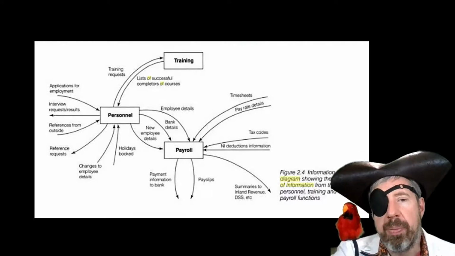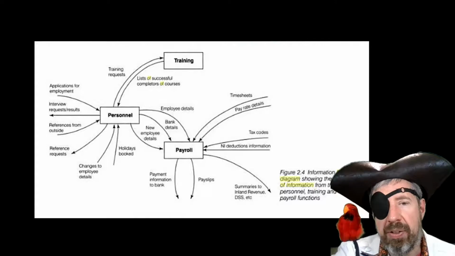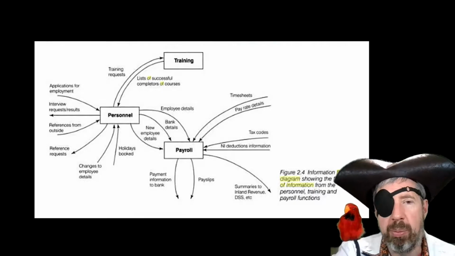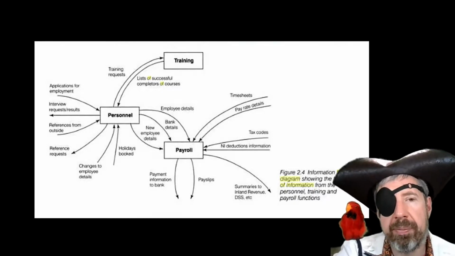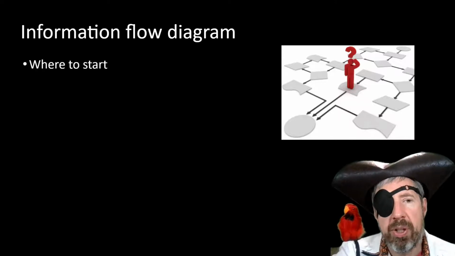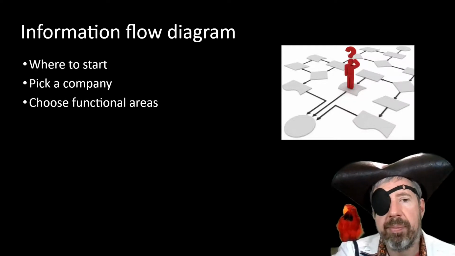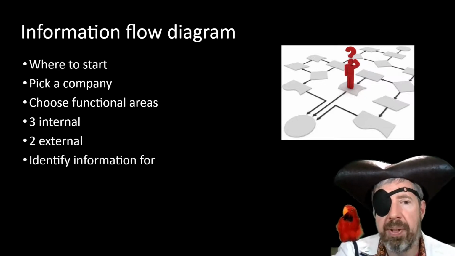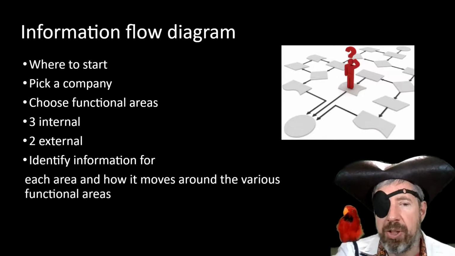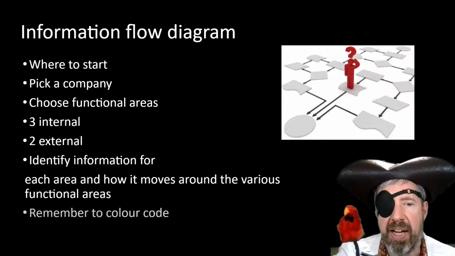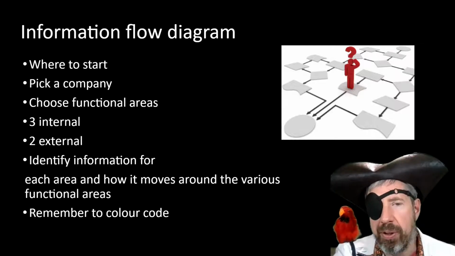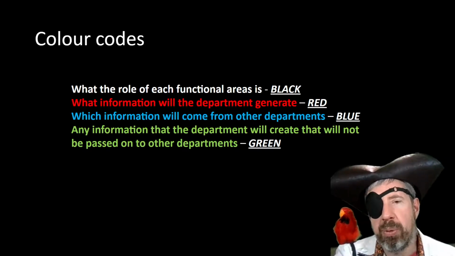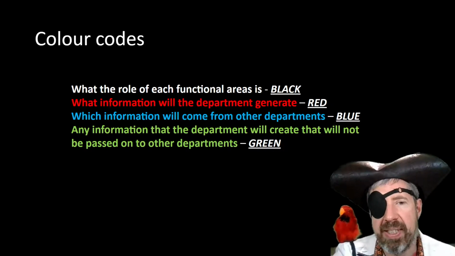So I want you to make a diagram, 3 areas and 2 external areas, and show how the information is being moved around from area to area. So as a summary, you're going to pick a company, choose the functional areas, 3 internal and 2 external. You're going to identify the information that moves from area to area. And I've put remember to colour code, so I'll just mention this. It's not mandatory, but it would probably really help you in making this diagram.